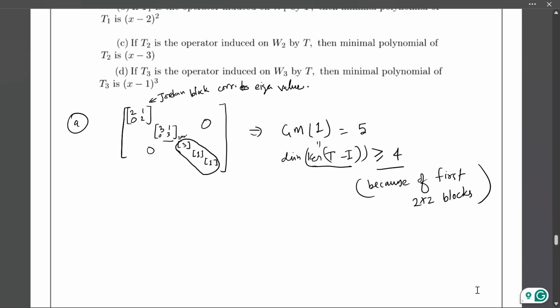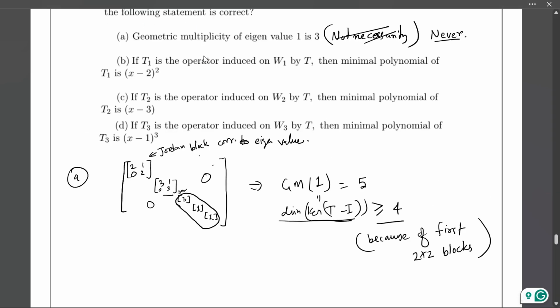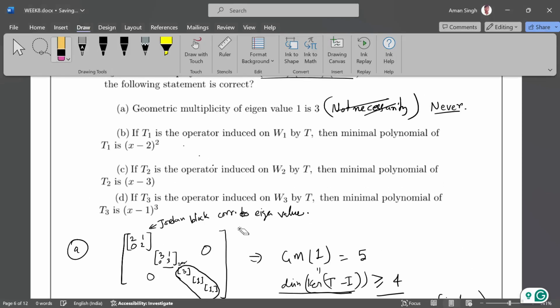Sir, I have a doubt. Yes, speak. Sir, here in the place of 3, we can also write 1. Then the geometric multiplicity will become 3. No. Geometric multiplicity is the dimension of the kernel of T minus I. Once you subtract I from this matrix, these 3 entries will become 0, and then the kernel will be 3 dimensional. Sorry, this is my mistake. Then the rank will be 4, and the kernel will be 3 dimensional. You are correct.